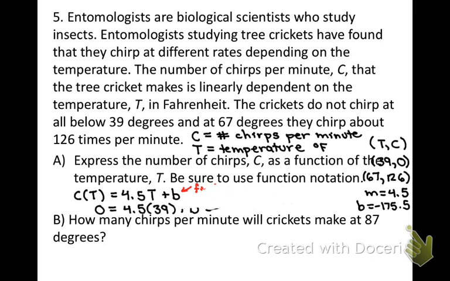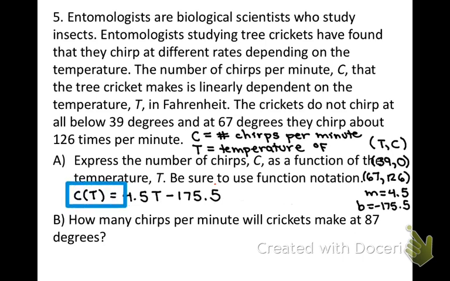Sorry, I'm crunched for room here, so I'm erasing as we go. All right, we are looking at C of t equals, my slope is 4.5 times t, and then I have minus that b value of 175.5. Here is my C of t function.